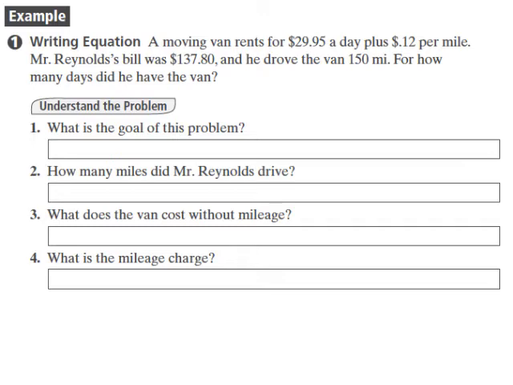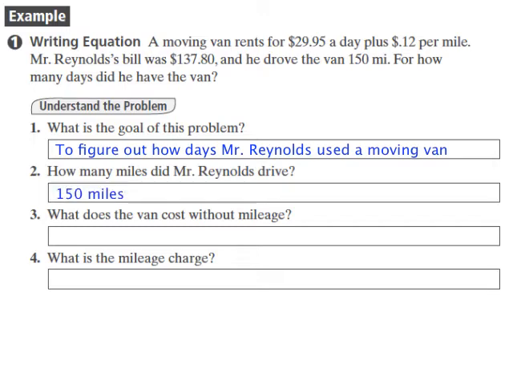Number 1, what is the goal for this problem? To figure out how many days Mr. Reynolds used a moving van. Number 2, how many miles did Mr. Reynolds drive? 150 miles. Number 3, what does the van cost without mileage? $29.95 per day. And number 4, what is the mileage charge? 12 cents per mile. Pause the video if you need more time to copy down the answers to these questions.